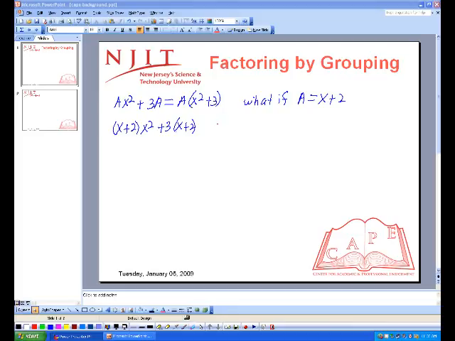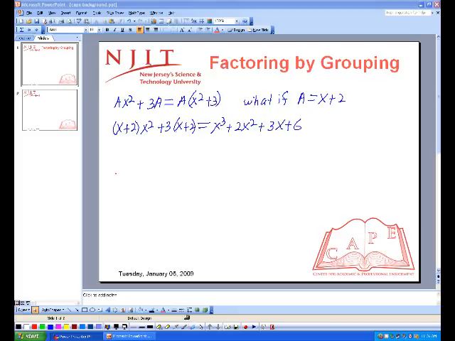Now let's simplify this. This simplifies to x cubed plus 2x squared plus 3x plus 6. This looks like a grouping problem. Now, to factor this out, we just work backwards. So, we factor out an x squared, getting (x plus 2) times x squared, and a 3, getting 3 times (x plus 2). Now, this is a familiar expression. We can factor out the x plus 2, and we get (x plus 2) times (x squared plus 3).